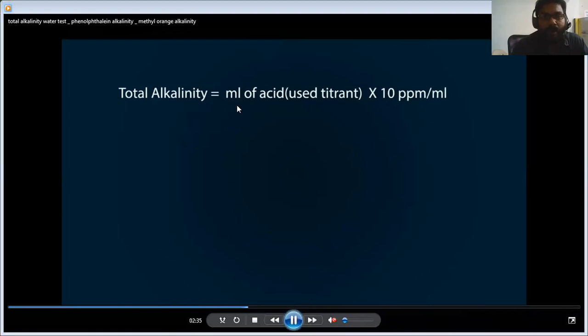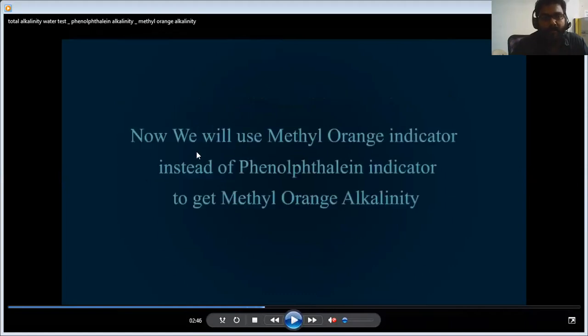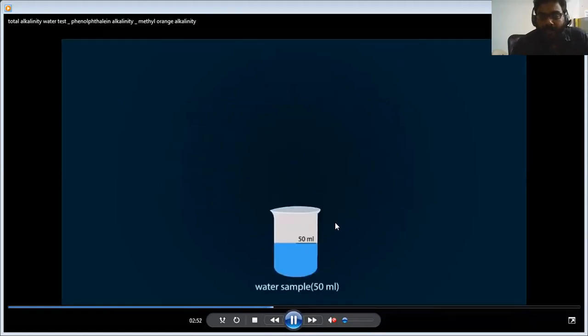Yes, how many ml of acid used? 2.5 ml into 10, that value is 25 ppm. 25 ppm, right? Now we'll use a methyl orange indicator, to calculate methyl alkalinity. Same procedure we apply. Just instead of phenolphthalein indicator, we use methyl orange.